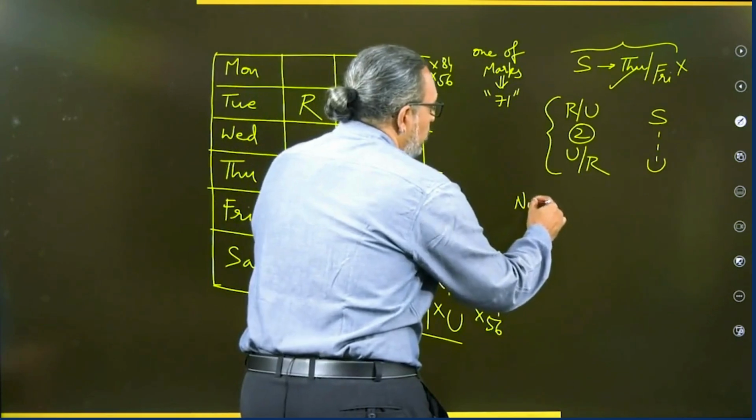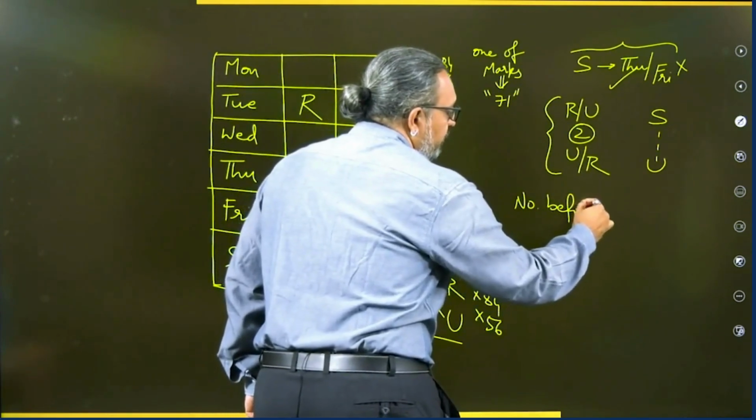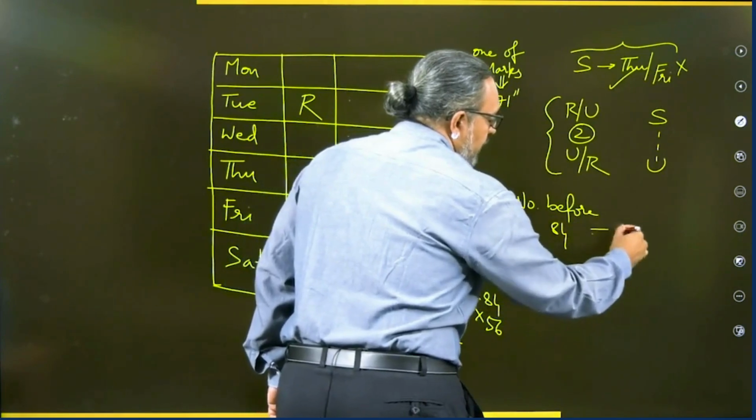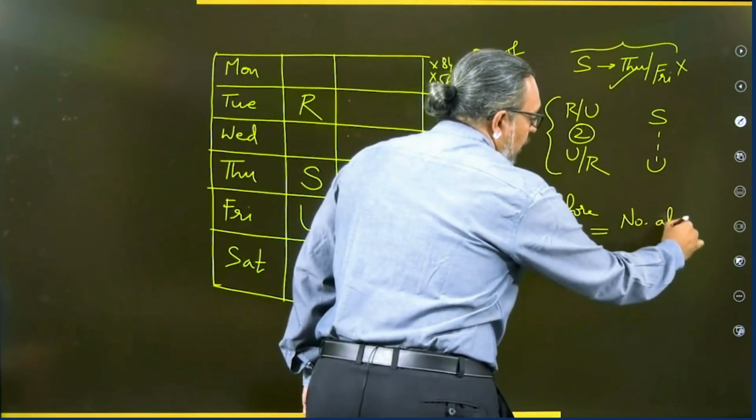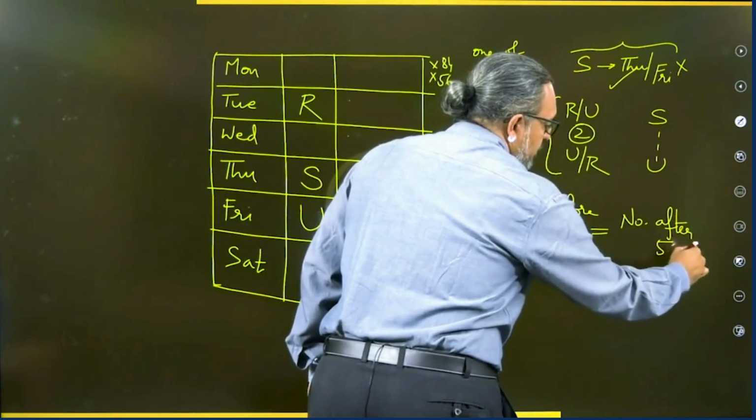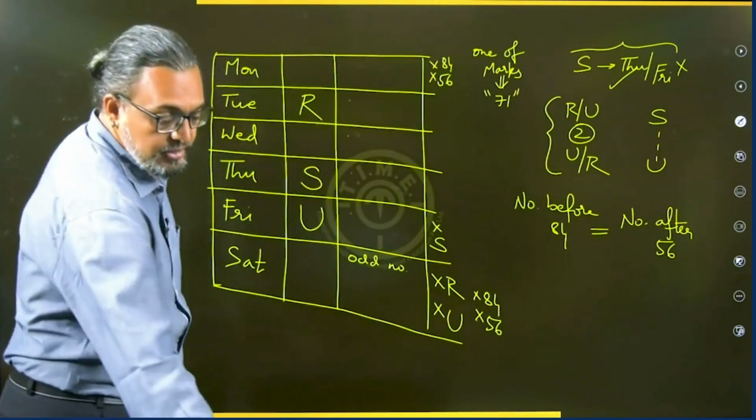So I'll just write it out. Number before 84 is the same as number after 56. Okay, we'll come back to that.